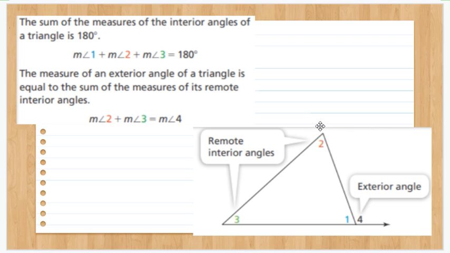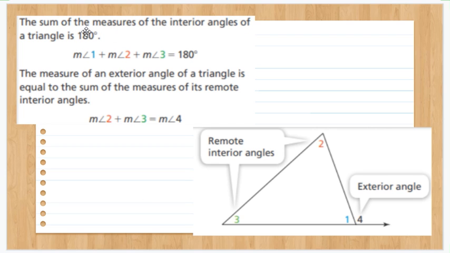We could have extended this line and had the exterior out here, or we could have extended this one or that way. So there's a lot of ways to do this, but it's always when one side of the triangle has been extended and it creates an exterior outside angle.